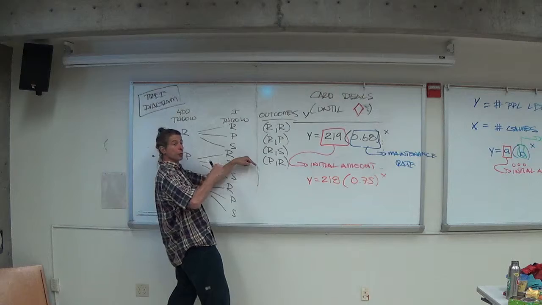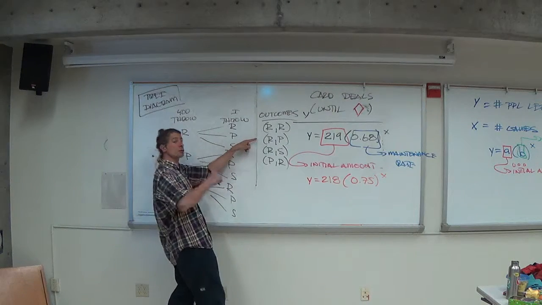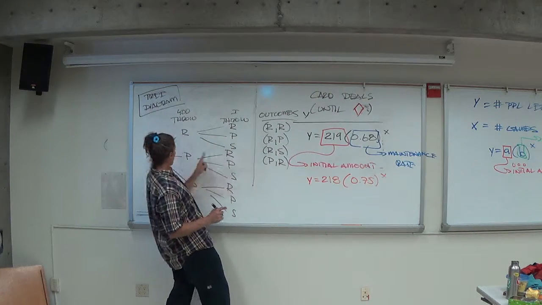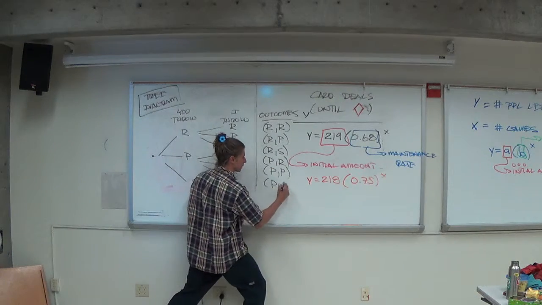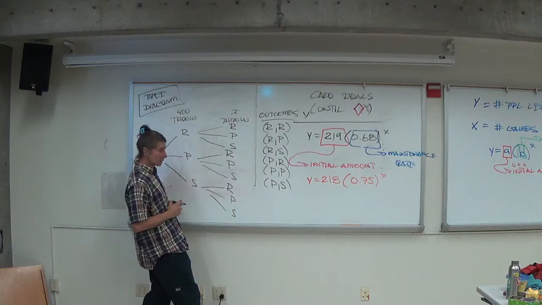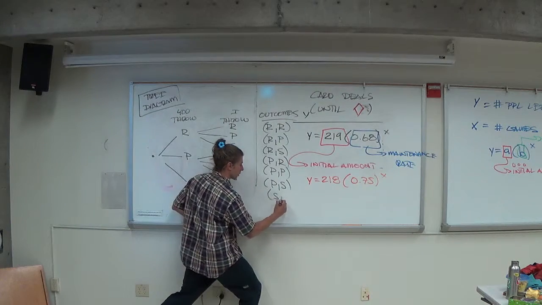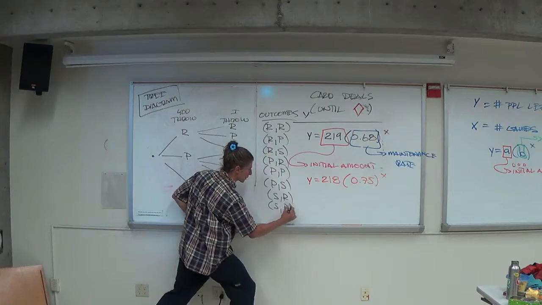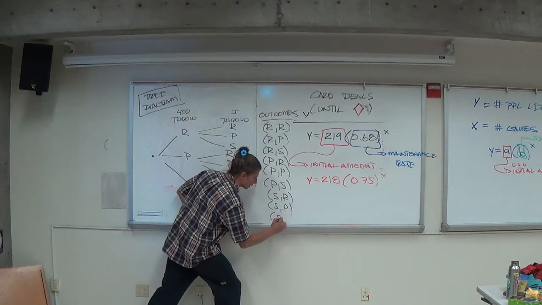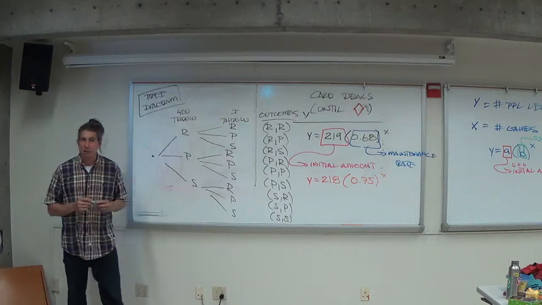PR means you threw paper, I threw rock. RP means you threw rock, I threw paper. Fair? PP, we both threw paper. PS, you threw paper, I threw scissors. SR, you threw scissors, I threw rock. SP, you threw scissors, I threw paper. SS, we both threw scissors.